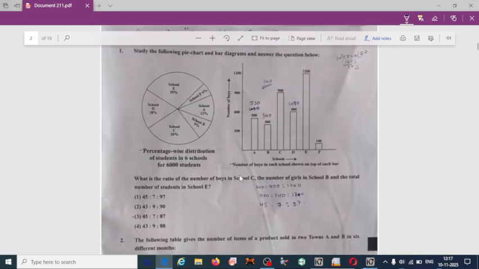So here these are related to mathematical aptitude. So study the following pie chart and bar diagrams and answer the question below. So here the pie chart has been given. So once you read this question carefully, then you have to answer for this question. So there they have asked what is the ratio of the number of boys in school C, the number of girls in school B, and the total number of students in school C. Once you do the calculation, then you will come to know the answer for this question will be option 3.